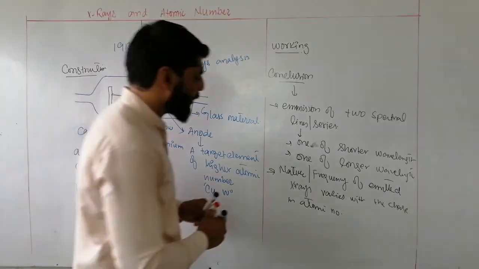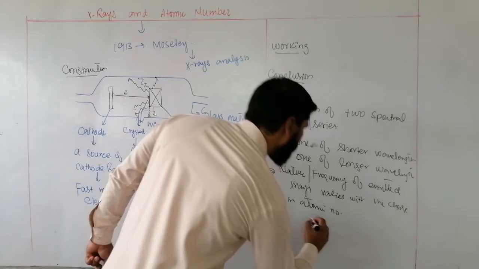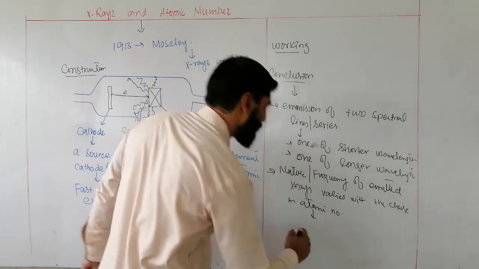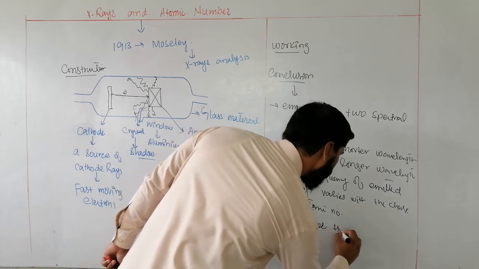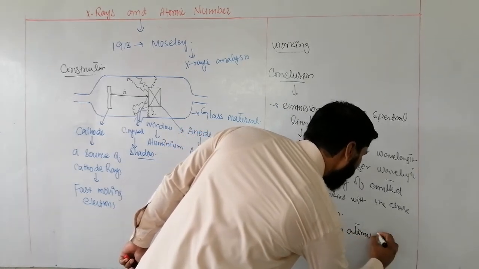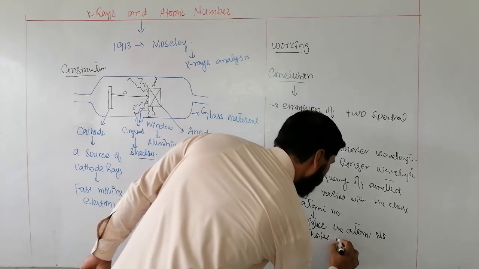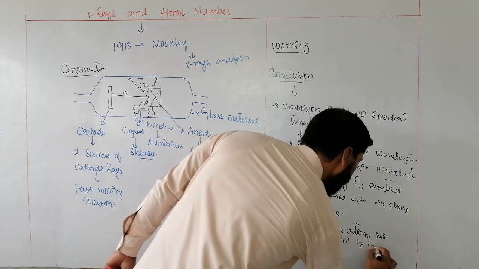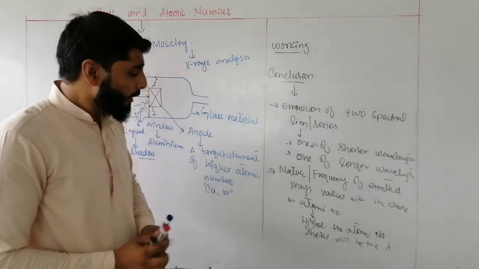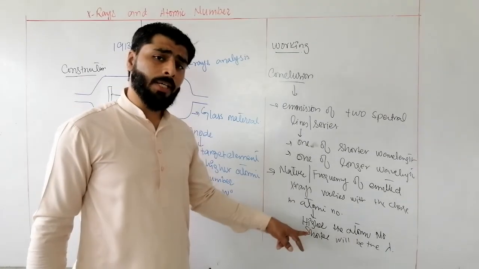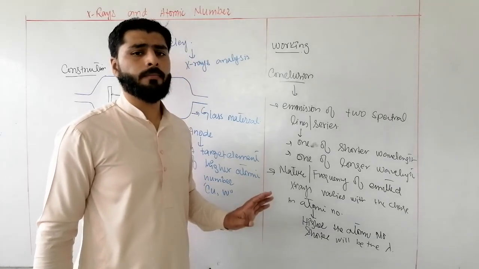And how does it change? It changes as, higher the atomic number, shorter will be the wavelength lambda. You observe that with the increase in atomic number, the wavelength of emitted X-rays gets shorter and shorter.